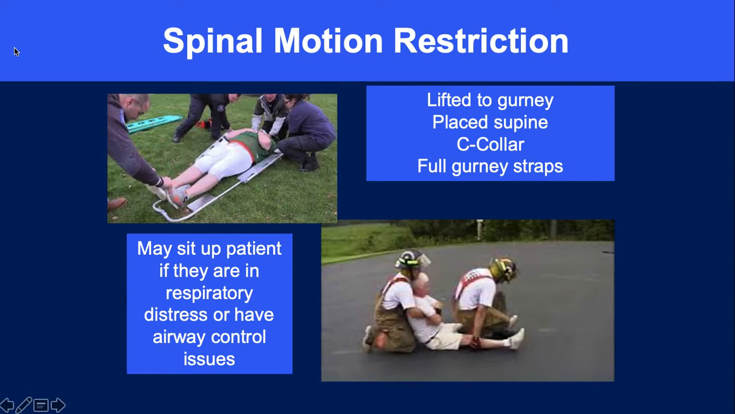Like you see down here in the lower right, this person had fallen, had no neurodeficits, but had neck pain. You could put a collar on them, and you could lift them up and place them on the gurney, just as you kind of see right there. Not the most ideal situation, but you can get an idea of what you might be able to do there.